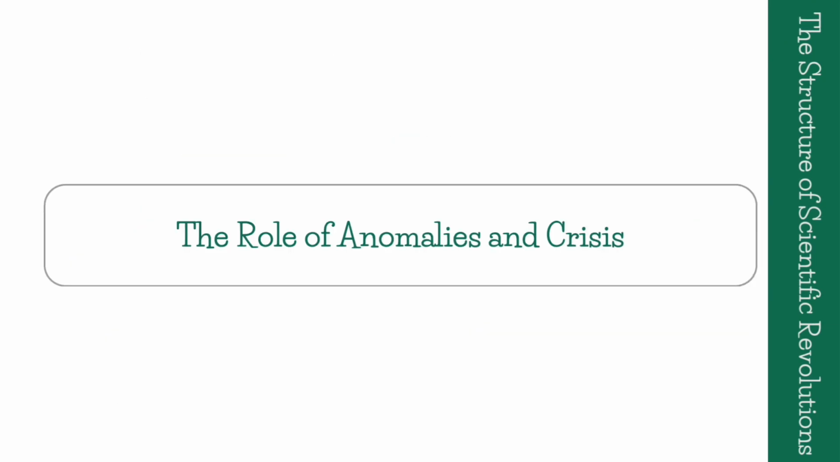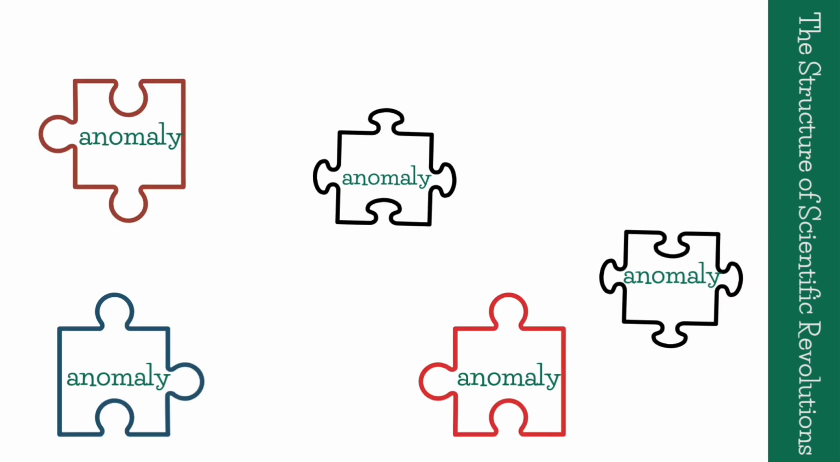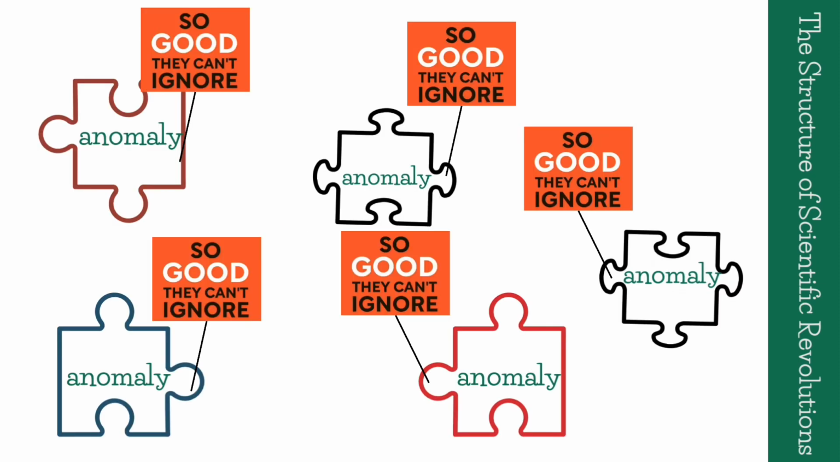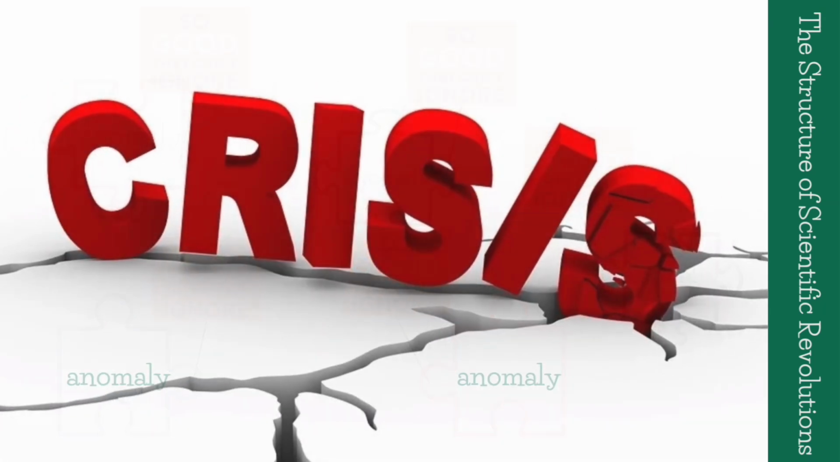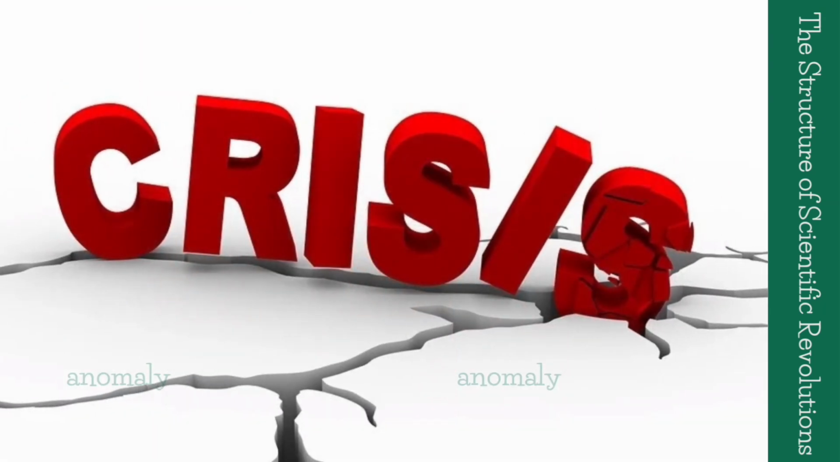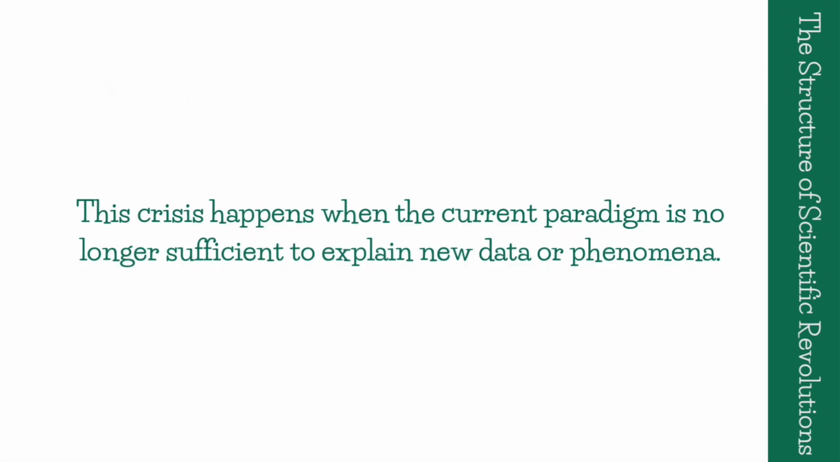You might ask, but what happens when too many anomalies accumulate? Over time, these unexplained discrepancies cannot be ignored anymore, leading to what Kuhn calls a crisis in the scientific community. This crisis happens when the current paradigm is no longer sufficient to explain new data or phenomena. It's at this point that the groundwork for scientific revolution is laid.